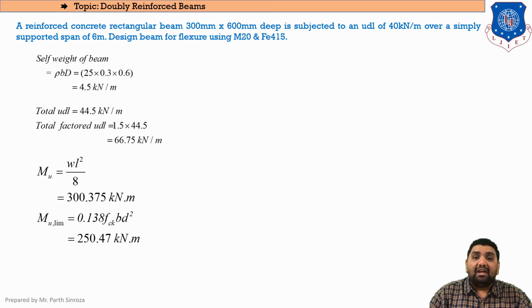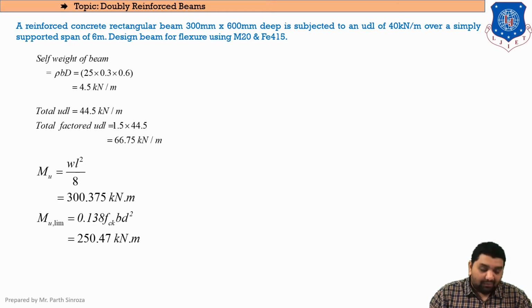Now how to prove this? For that we'll always be comparing Mu and Mu limb. If the value of Mu comes out to be less than Mu limb, again keep in mind, repeating it again, if the value of Mu comes out to be less than Mu limb, then we'll be designing it as a singly reinforced beam. If the value of Mu is equal to Mu limb, then you can opt for singly too. And if Mu is greater than Mu limb, then we have to compulsorily provide doubly reinforced sections. Clear?